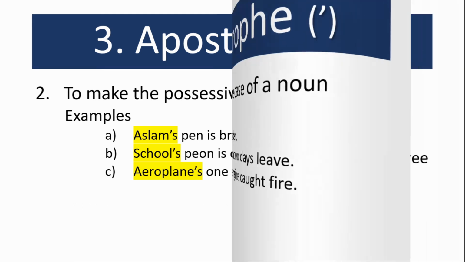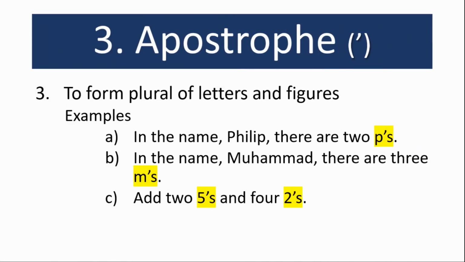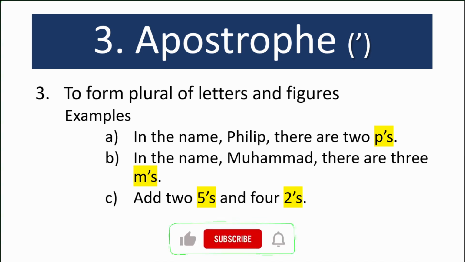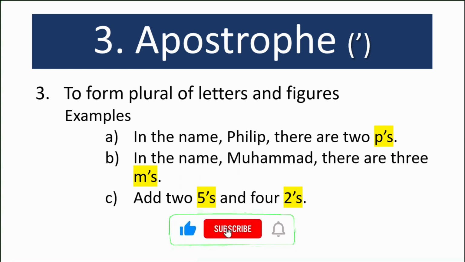It is used to form the plural of letters and figures, as illustrated in the following examples. In the name, Philip, there are 2 Ps. In the name, Mohammed, there are 3 Ms. Add 2 5s and 4 2s.